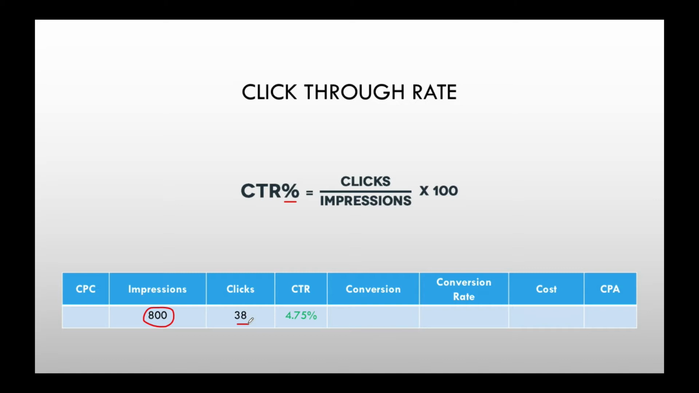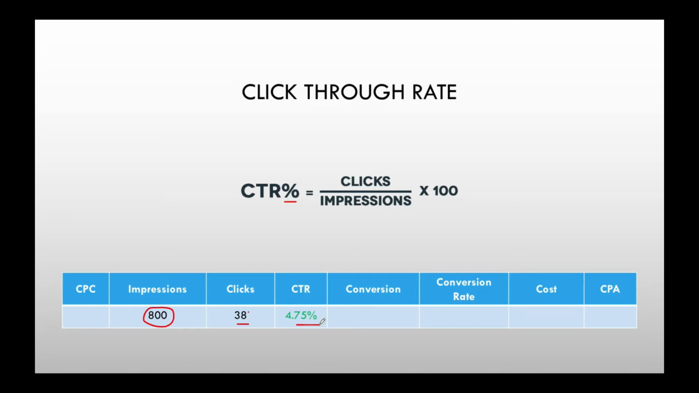So we have impressions, we have clicks. How can we calculate the CTR? So clicks divided by impressions multiplied by 100, which will give us CTR in percentage. So 38 clicks divided by 800 impressions multiplied by 100 will give us 4.75%. So our CTR in this case is 4.75%.